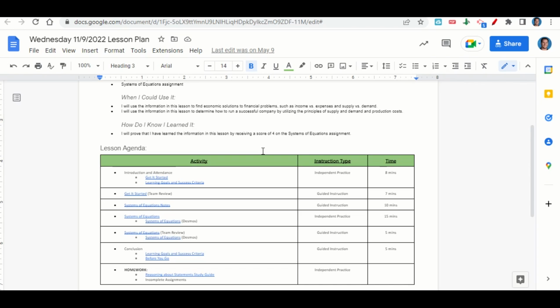At the end of class, we'll go back over our learning goals and success criteria while you fill out your Before You Go. Your only homework for tonight is to continue working on the Reasoning About Statement Study Guide and any incomplete assignments that you may have.